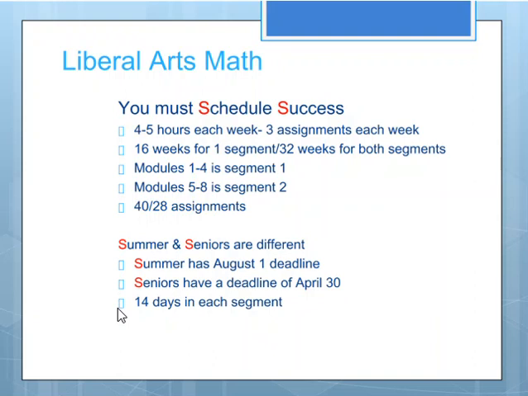Then we also have a 14-day rule. You have to be in each segment for a minimum of 14 days. So if you're trying to finish the class in 2 weeks, week 1, you're going to complete 50%, which is modules 1 and 2. And then the second week, modules 3 and 4. And then the final exam, you take it on the 14th day.